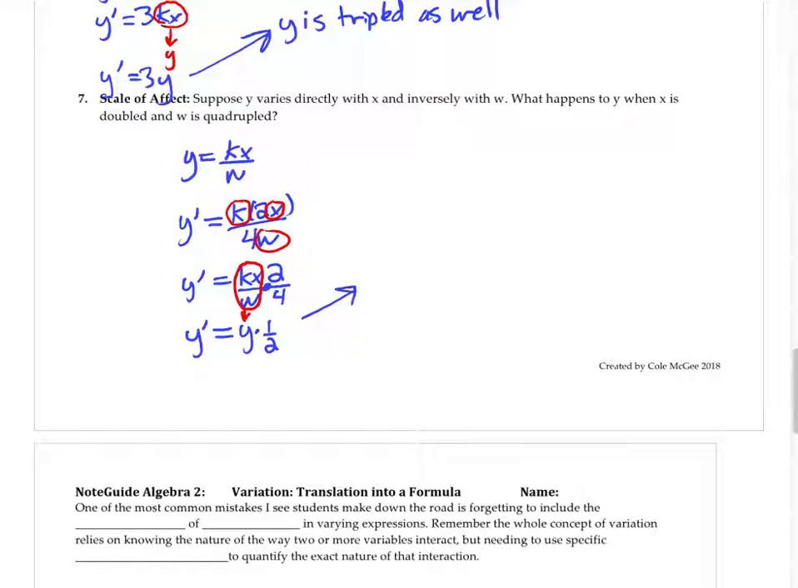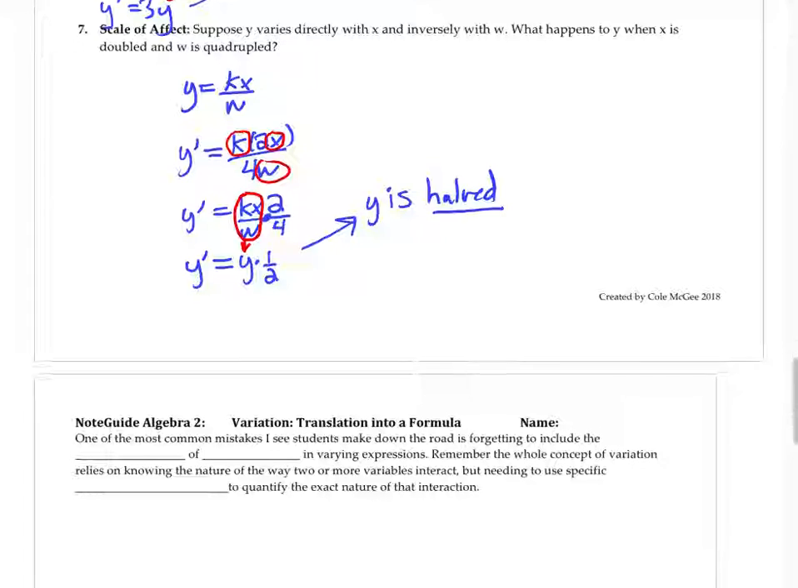And now you can clearly see the effect of doubling x and quadrupling w. It means that the new thing is going to be half of the old thing. So in other words, what happens to y? Y is halved. And you could say that different ways. You could say y is multiplied by 1/2. You could say y is divided by 2. I think halved just sounds better, so that's why I'm going to say it that way.